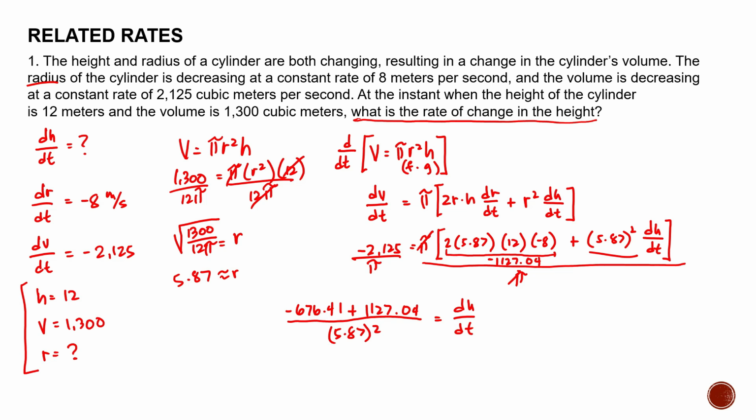So it's negative 676.41 plus 1127.04 divided by 5.87 squared. So the answer is approximately 13.078. That's our dH over dt. Alrighty.